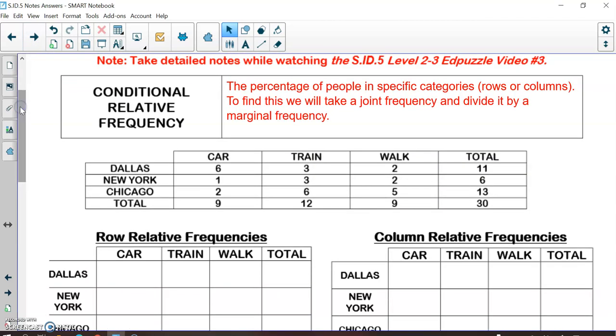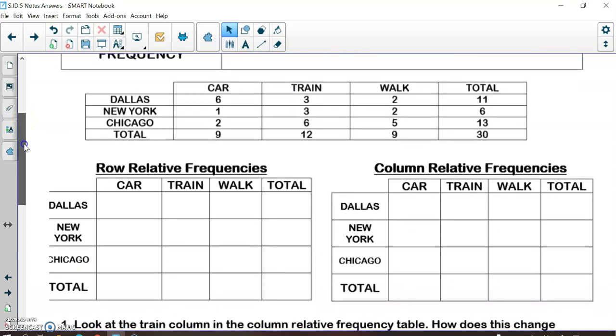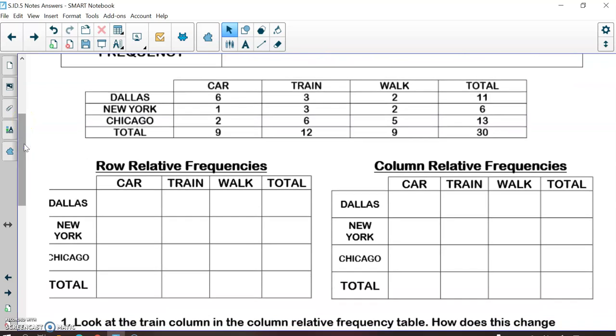For the conditional relative frequency, we may do 6 divided by 9, or maybe 6 divided by this total 11. We're not going to do 6 divided by 30 to get a conditional relative frequency because that is just a relative frequency. So there are row conditional relative frequencies and column conditional relative frequencies. We're going to start with the row conditional relative frequency.